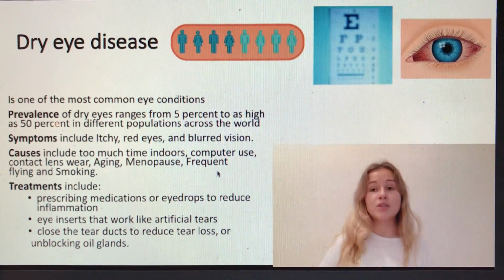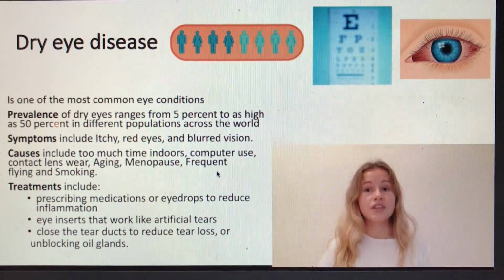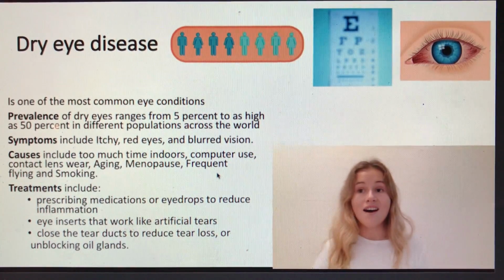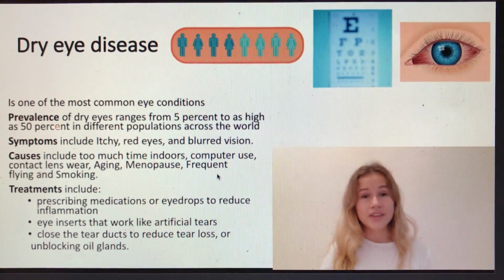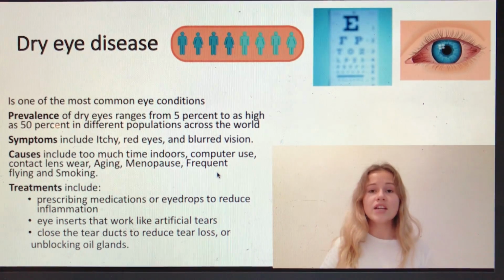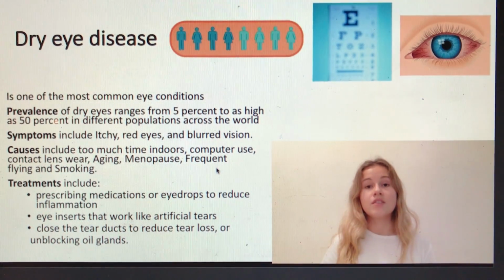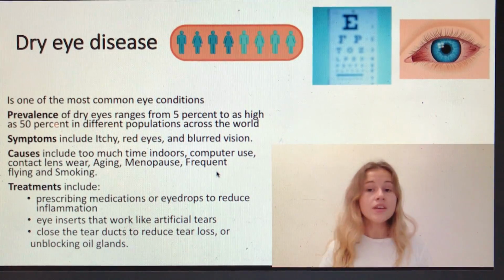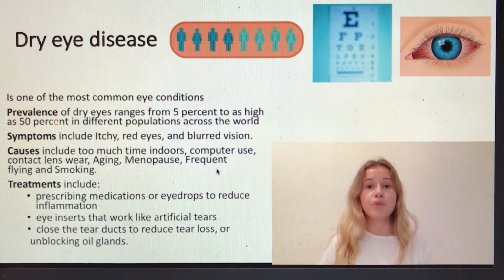In a review published by the Journal of Global Health, researchers reported the studies have shown the prevalence of dry eyes to range from 5% to as high as 50% of the global population across the world. This large variation may be due to differences in diagnostic criteria and also specific differences in the populations that they studied. Symptoms of dry eye disease include itchy, red eyes, and blurred vision.